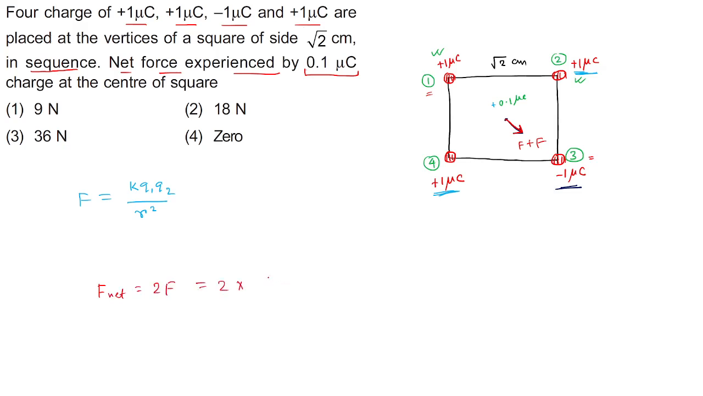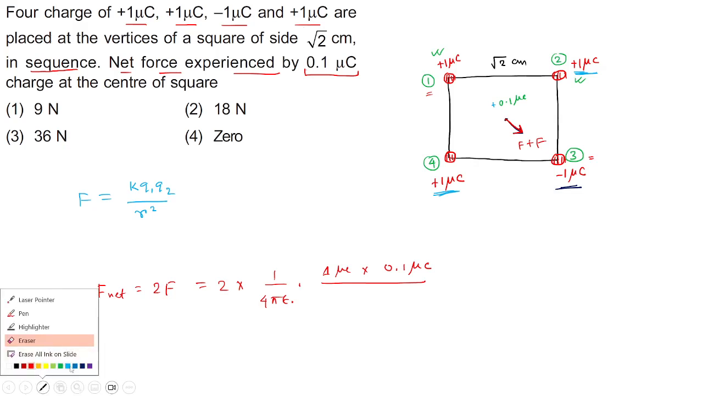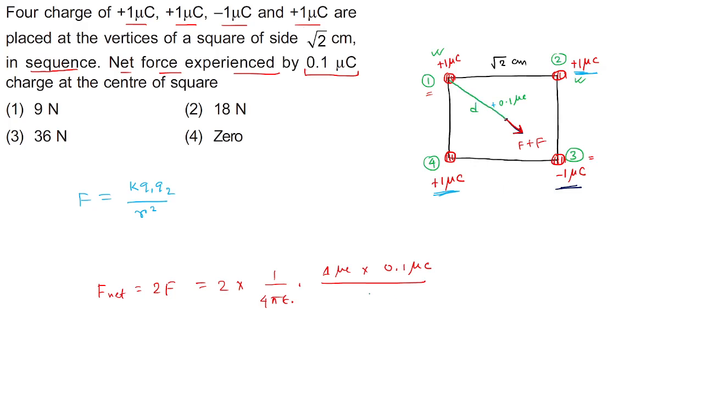F is nothing but 1 by 4 pi epsilon naught, q1 q2, that is, the charges 1 microcoulomb and 0.1 microcoulomb, by the distance squared. What is the distance? Let me choose a different color so that the distance doesn't mix up with another distance. So this is the distance d, and here d square.